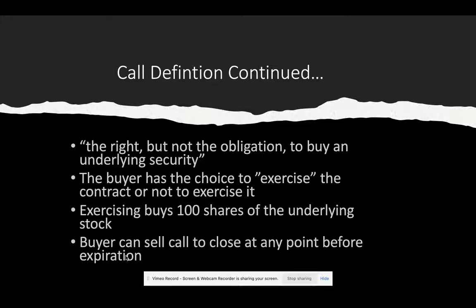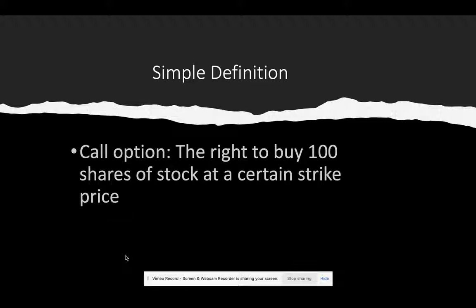So let's move forward. And here's a simple definition: the call option gives you the right to buy 100 shares of stock at a certain strike price. Okay, so you have the right, but you're not forced to do it, but you do have the right. And at a certain strike price, and we're going to go over what exactly strike price means very shortly.